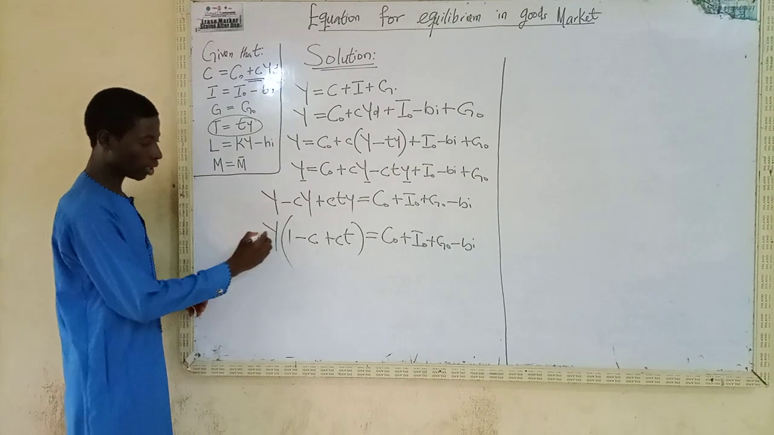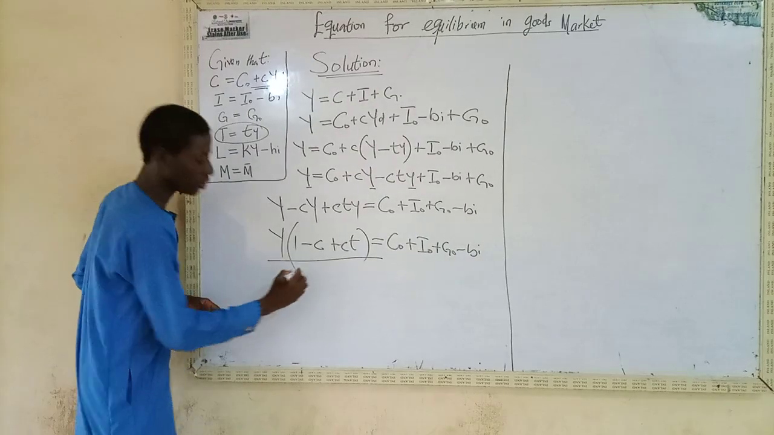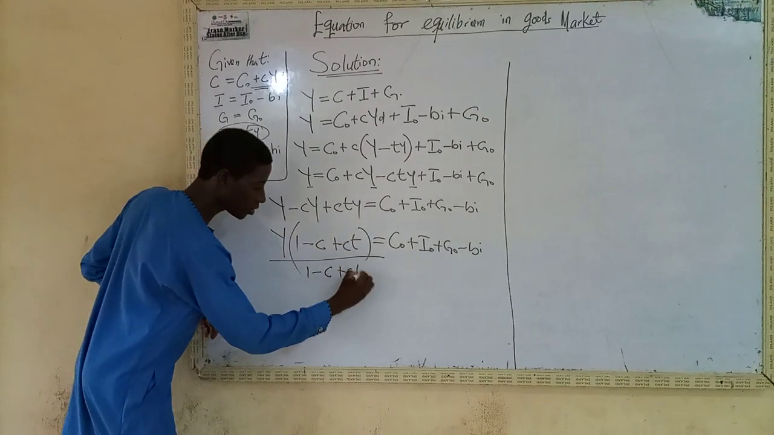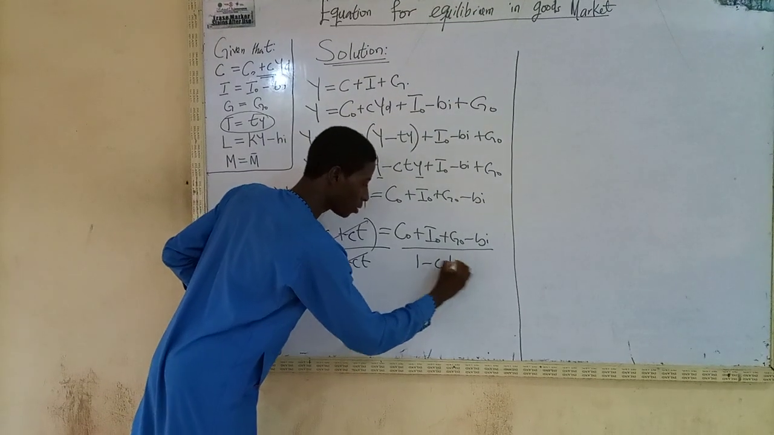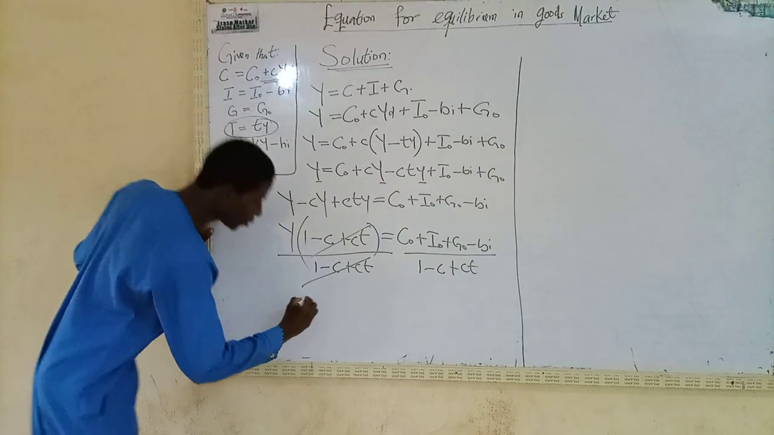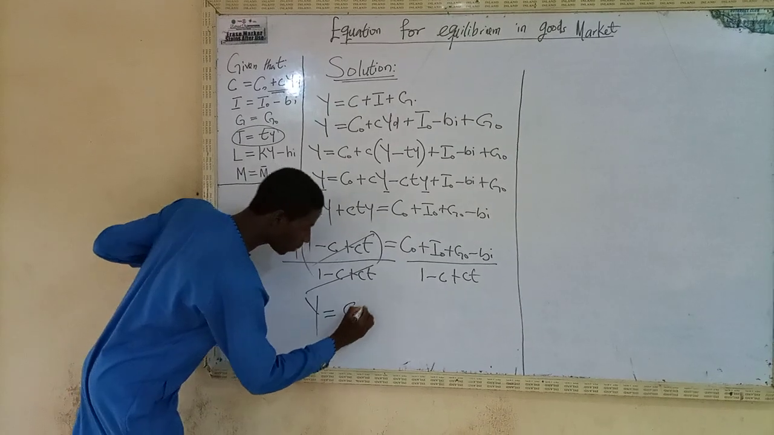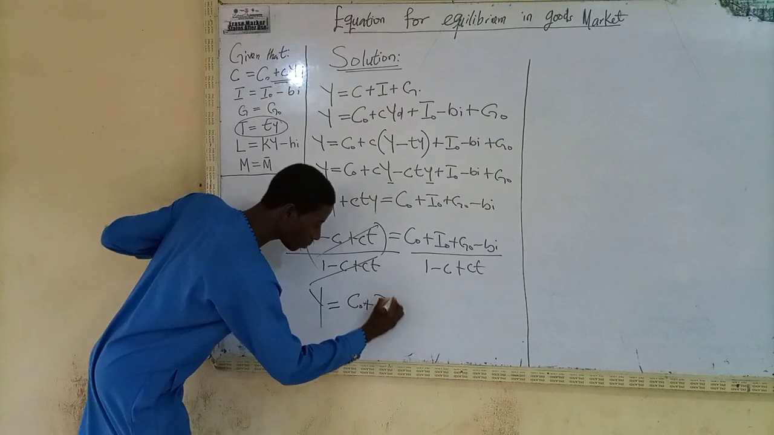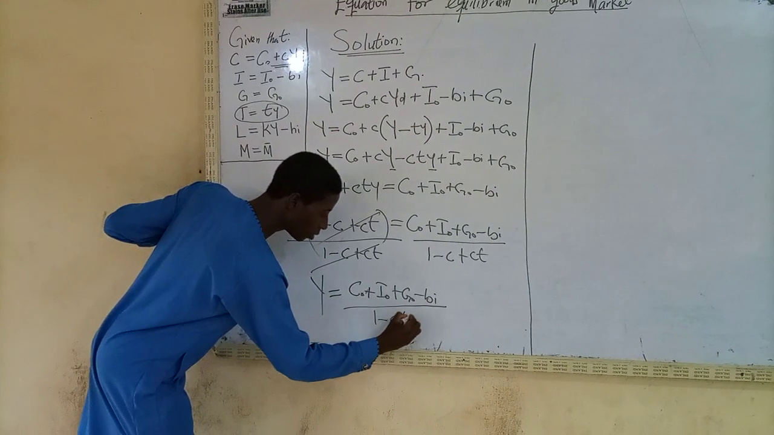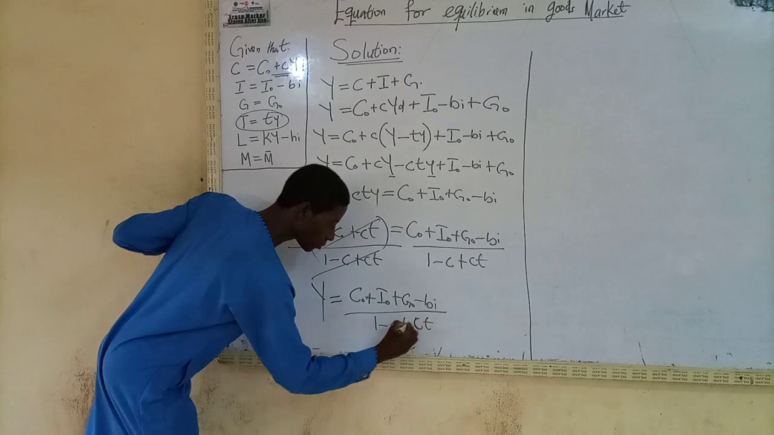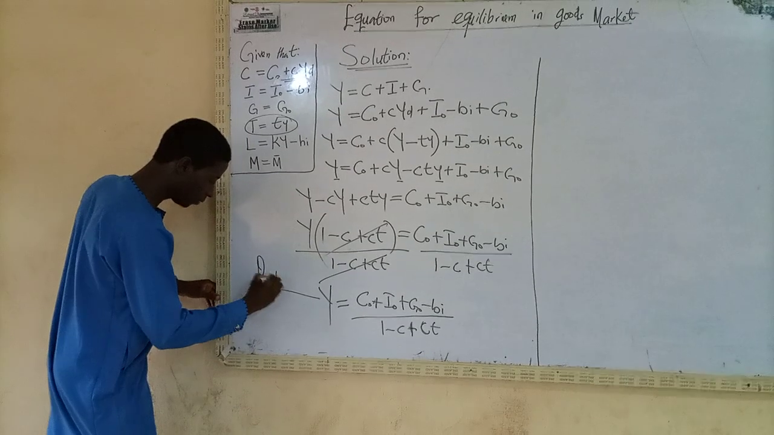In our functions, we are looking for Y, which is our reduced form of income. We divide both sides by what is inside the bracket, that is 1 minus c plus ct. So our reduced form of Y, which is our income or output, will now be equal to C0 plus I0 plus G0 minus bi divided by 1 minus c plus ct. So here is our reduced form of Y. We call it a reduced form of Y.